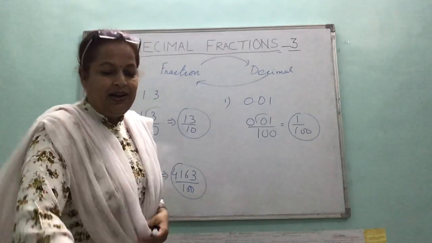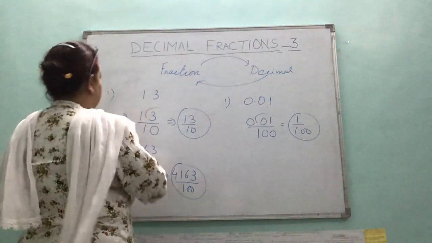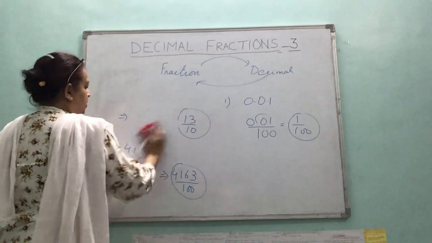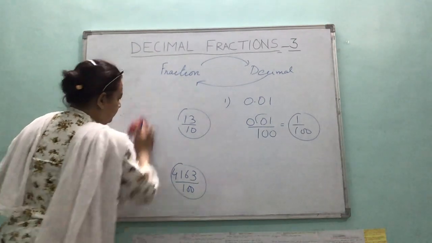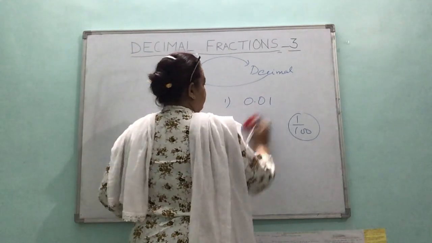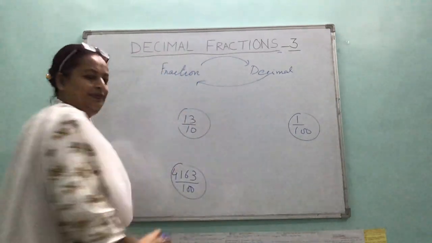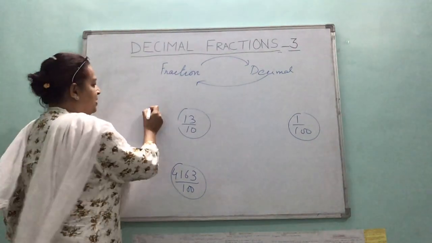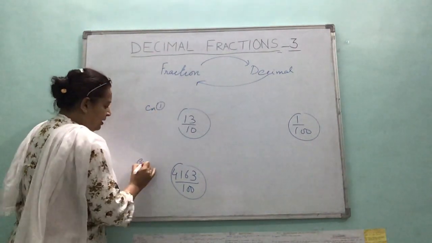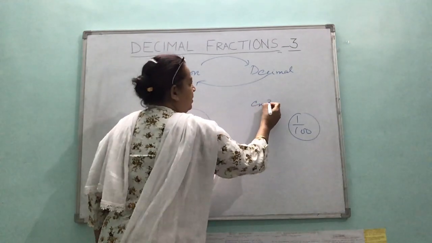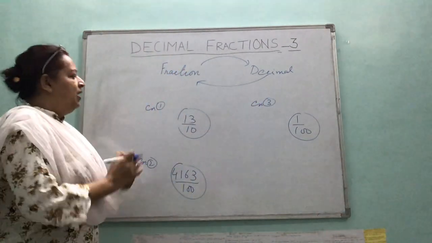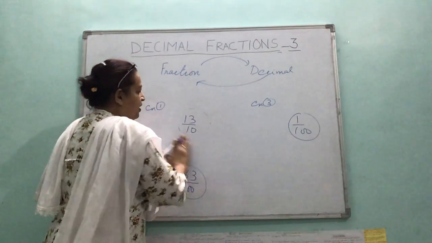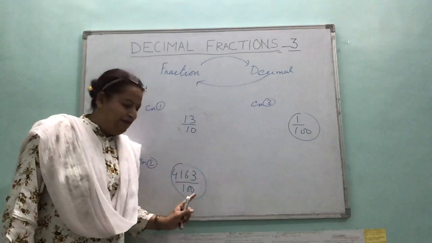Now vice versa, that means from fraction to decimal. Second case, from fraction to decimal. Now I have got three examples: example 1, example 2 and example 3, already there. Again a very simple method of converting. Now what type of fractions are these, children? These are all decimal fractions.